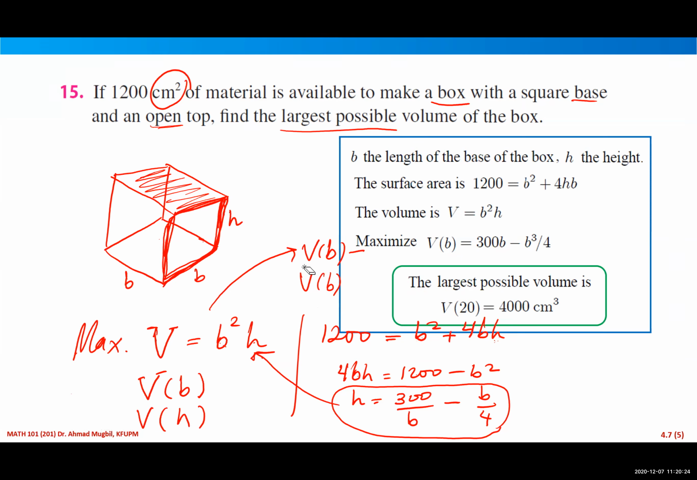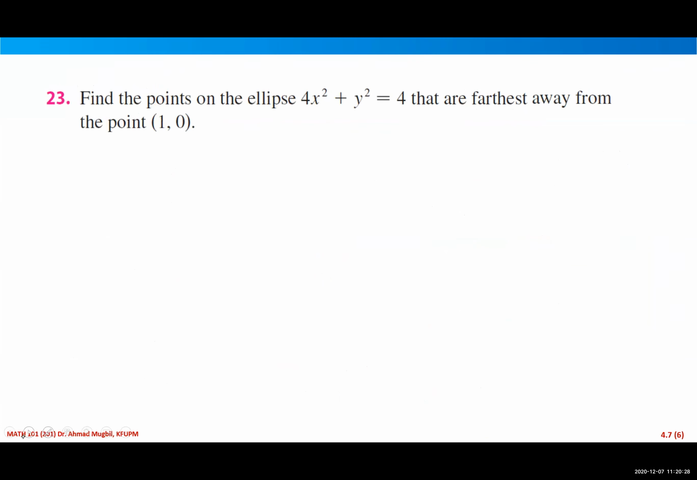Any question, Shabab? Let's go to the next example. Yalla, Shabab, think about it.